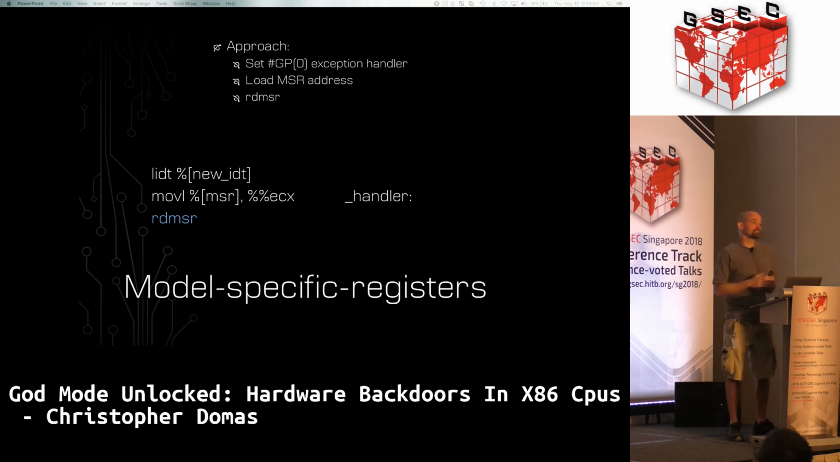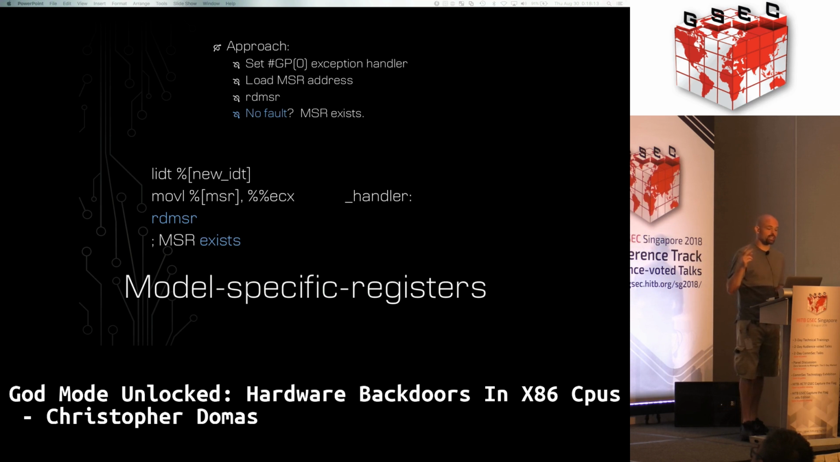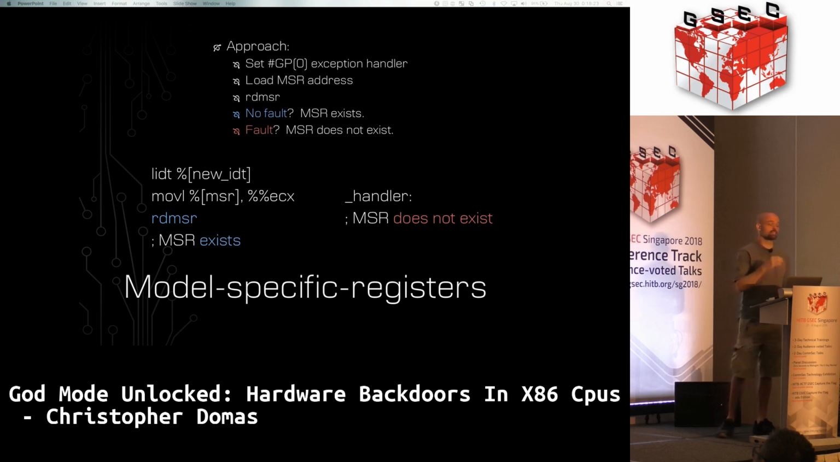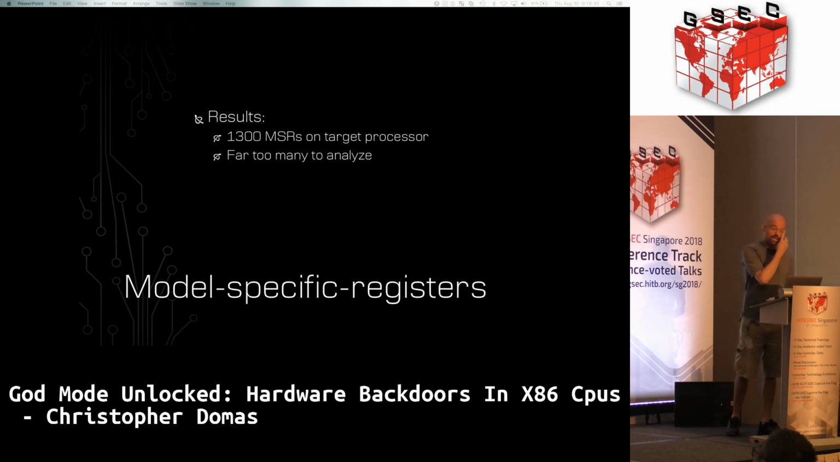So for example, if I wanted to figure out whether MSR hex 1000 exists on this processor, I load 1000 into ECX and then use the read MSR instruction. Now, one of two things can happen at this point. Either the read MSR instruction won't fault, which tells you that this MSR does exist, or the read MSR instruction will fault, in which case your exception handler gets control, which tells you that this MSR really doesn't exist. So we can enumerate all of the MSRs on the processor using this approach. When you do this, you end up finding 1,300 implemented MSRs on the processor, which is way, way more than most x86 processors would have.